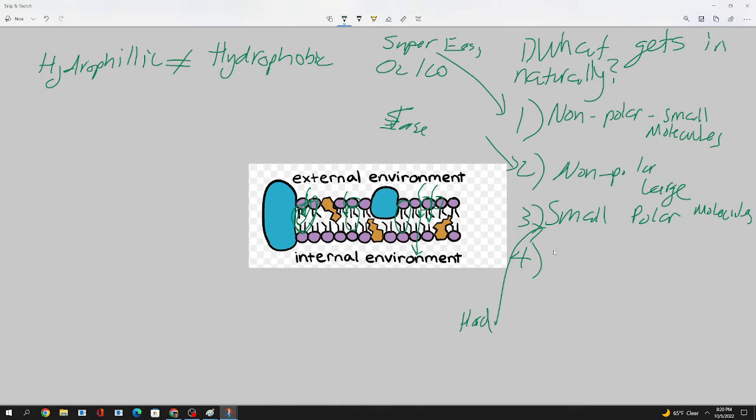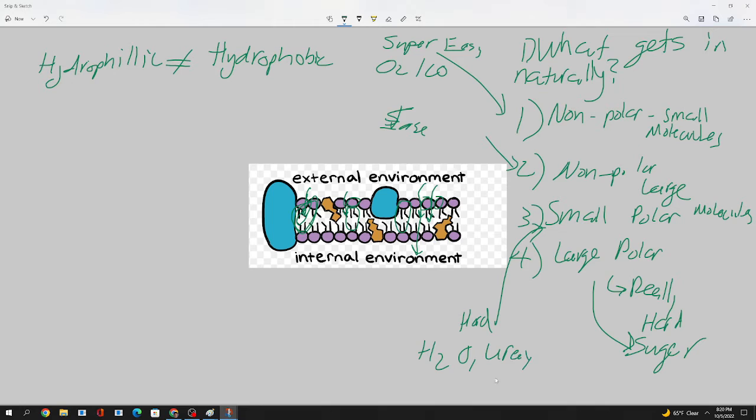Okay? Then you're going to have large polar things. And these guys are going to have a really, really hard time. Doesn't mean that they won't get in. No, they could get in, but it's going to take a long time to get all of the large polar molecules through. What is a large polar molecule? Sugar. Okay, what is a small polar molecule? H2O. You can have, I think, urea, ammonia, all these things.